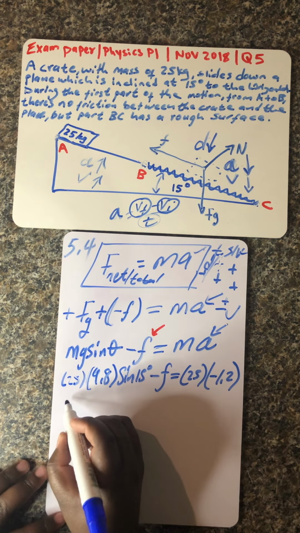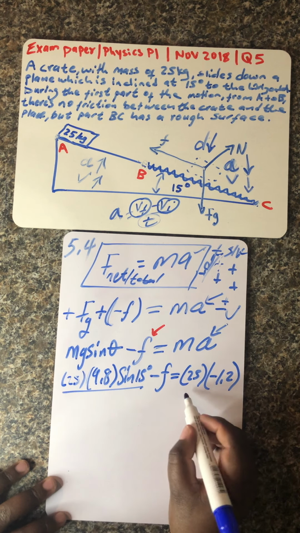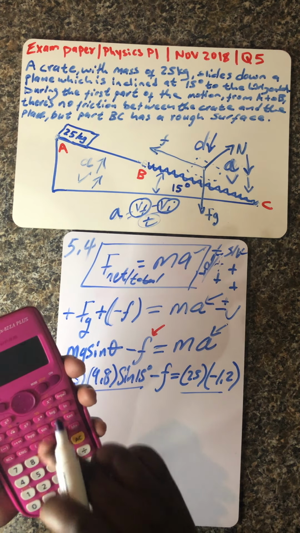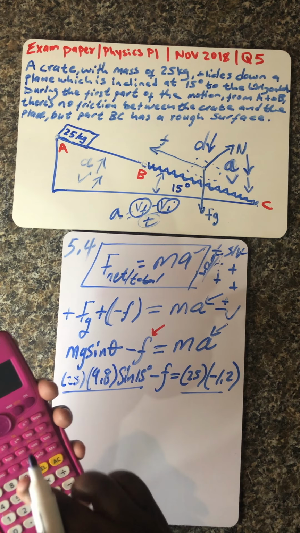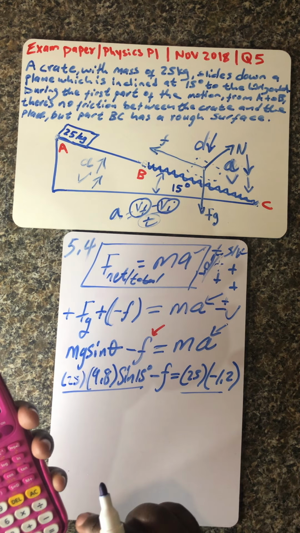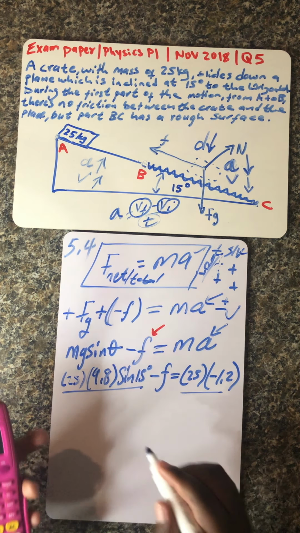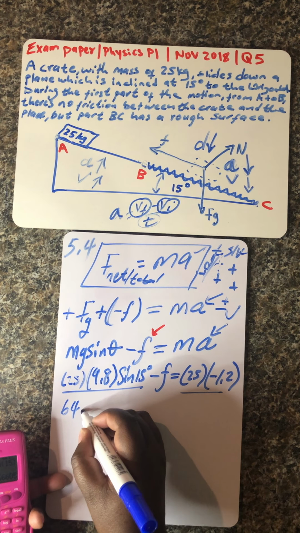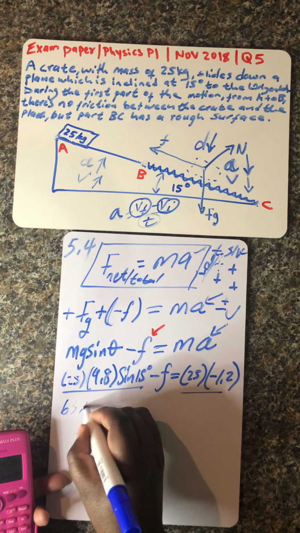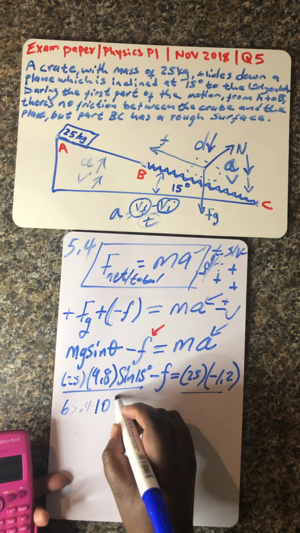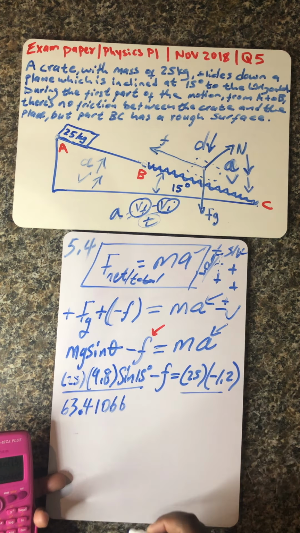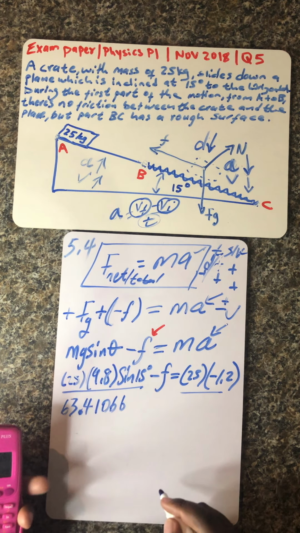Let's now calculate. Remember, you just punch all of this on a calculator. Let's just quickly do that. I know when I was busy explaining, you were busy as well punching on a calculator. Sin 15, this is the value that we get. Okay, let's just say I get 63.41066. So I don't want to round off as yet, so that I increase the level of accuracy, guys.